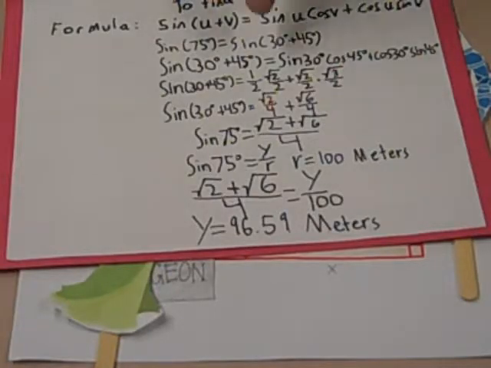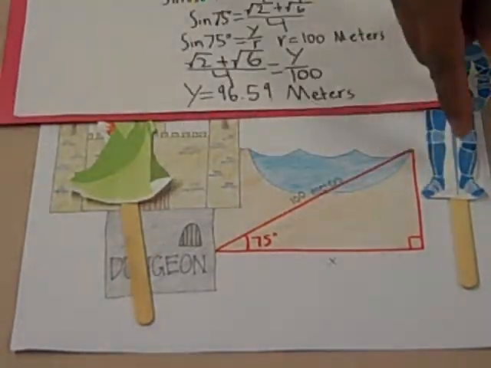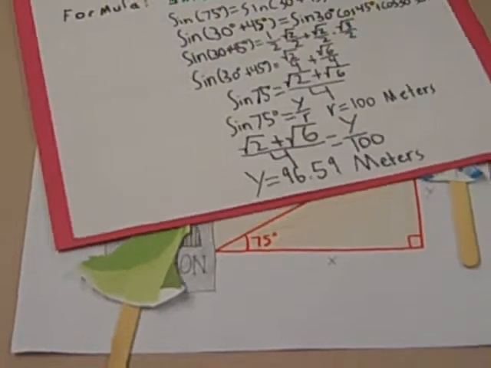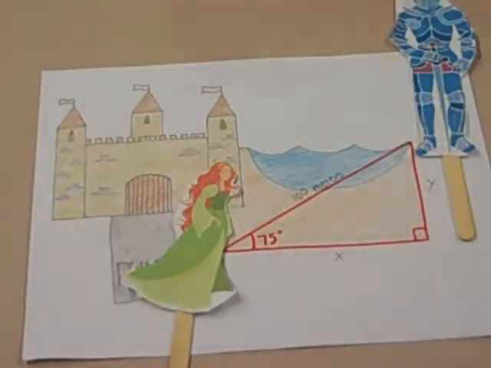So he figured out that r was 100 meters. So he used 100 as r and got sine of 75 degrees is equal to y over 100, which then he replaced sine of 75 degrees with the square root of 2 plus square root of 6 over 4. Then he multiplied 100 for both sides and ended up with y equals 96.59 meters. So now he knew how much he had to dig downwards.